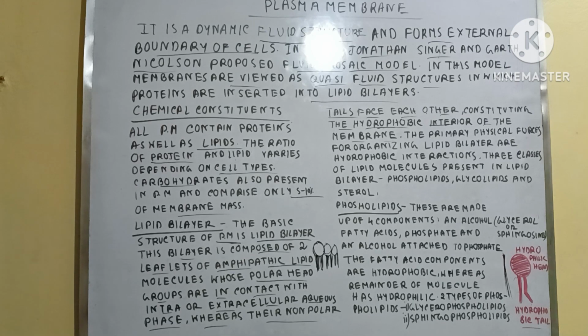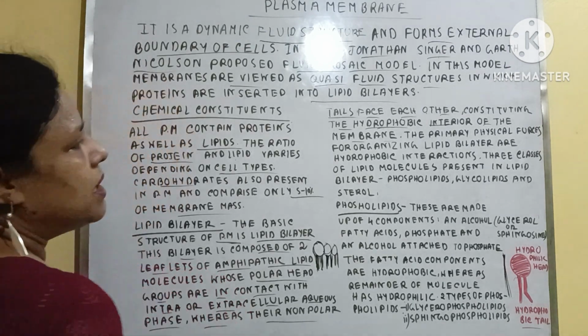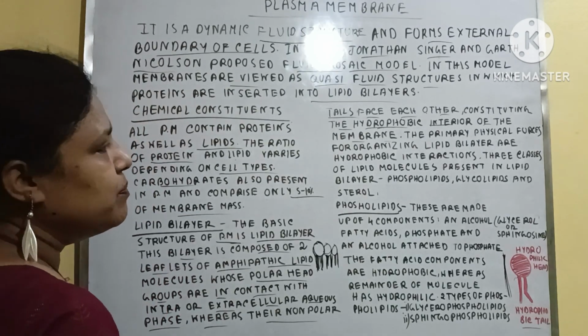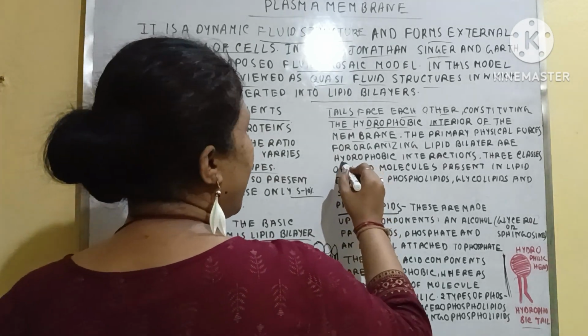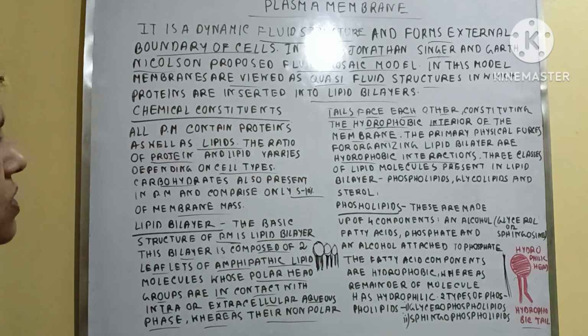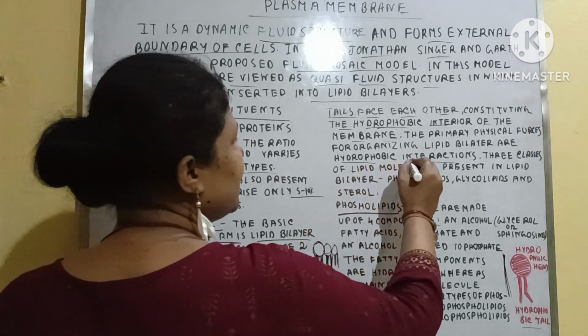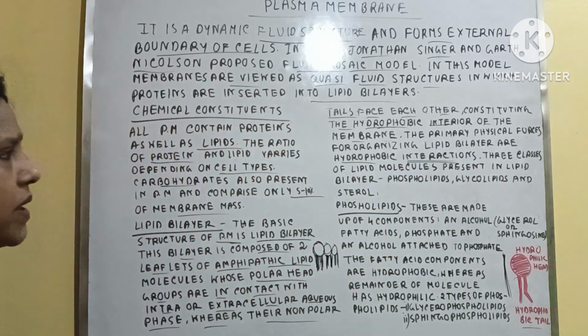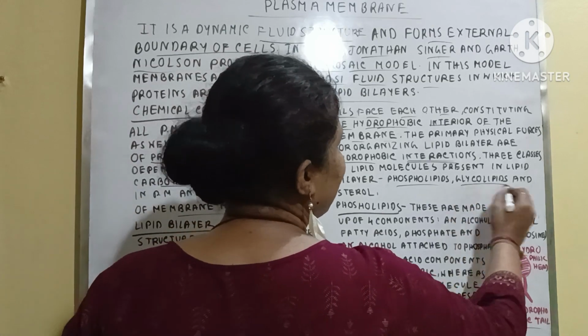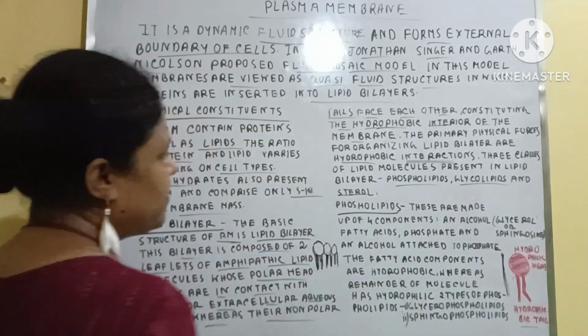Next, the primary physical forces for organizing the lipid bilayer are the hydrophobic interactions. So one force that helps them remain in contact with each other is the hydrophobic interactions. And three classes of lipid molecules are there: one is the phospholipids, another is the glycolipids, and the third is the sterols.